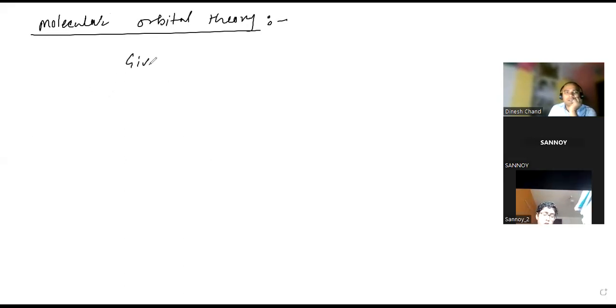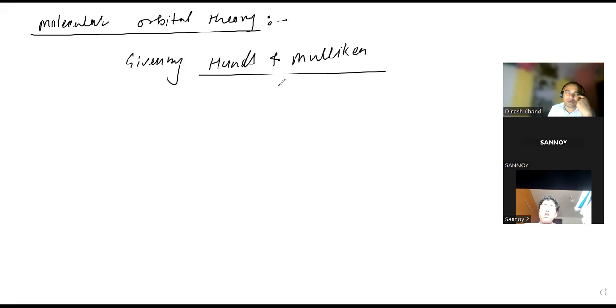Who gave this theory? It was given by Hund and Mulliken. The same Hund's multiplicity rule is there, the same one. Mulliken is the same Millikan of the oil drop experiment. Both are the same.